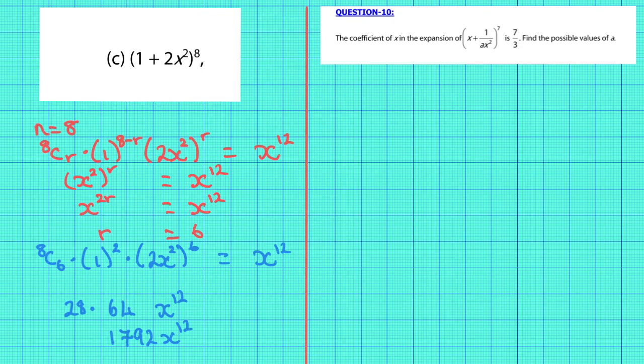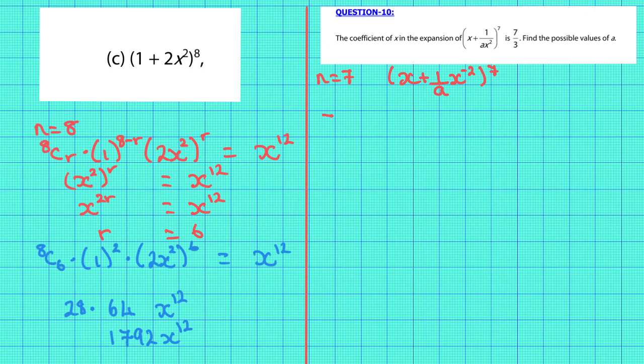Question 10. The coefficient of x in the expansion of x plus 1 over a to the power of x squared, all raised to the power of 7, is 7 over 3. Find the possible values of a. In this expansion, n is equal to 7. I'm going to slightly rearrange the question to give me x plus 1 over a x to the minus 2 to the power of 7.